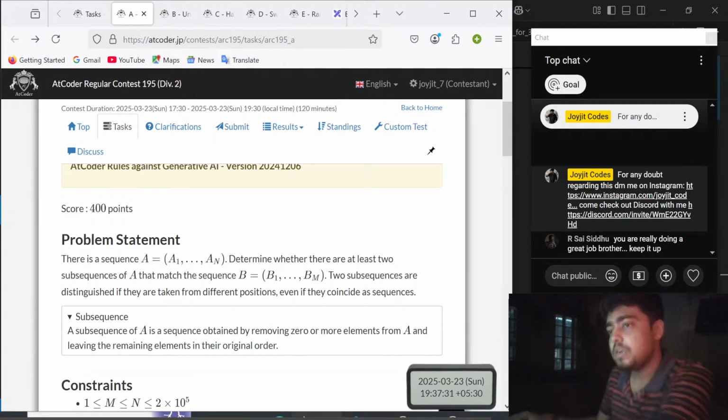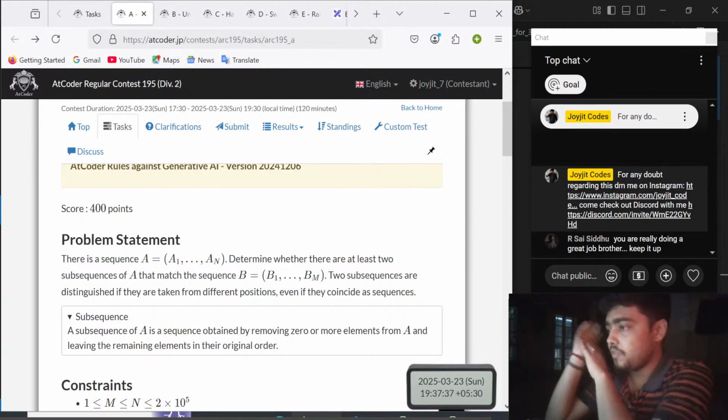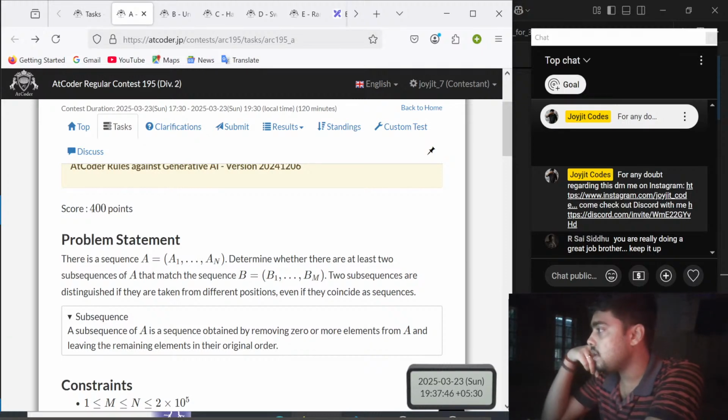Now, what is a subsequence? A subsequence of A is a sequence obtained by removing zero or more elements from A and leaving the remaining elements in their original order. Anyone who has attempted this question, any idea on how to do it?